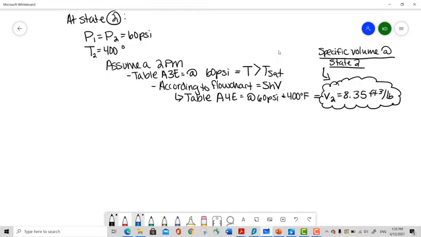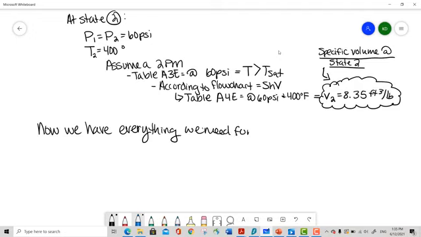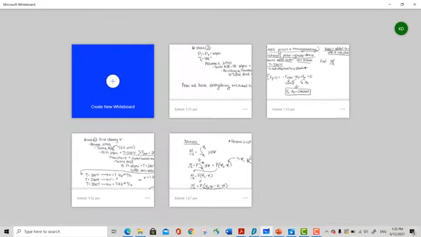So this is why all of that was important. Now we have everything we need for 1 to 2. Why? Because let's go back to that formula. Where is it? I think it's right here. Okay.